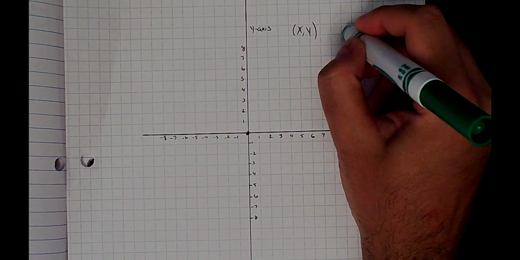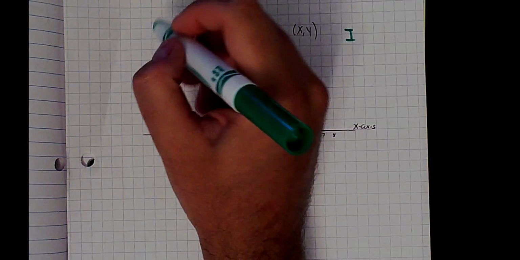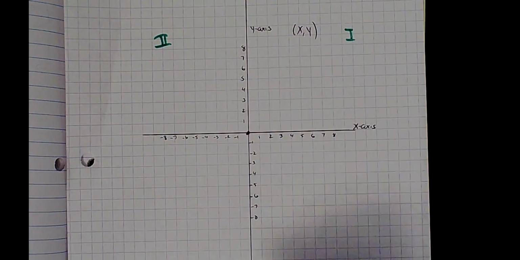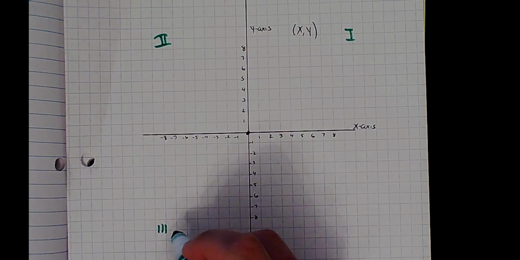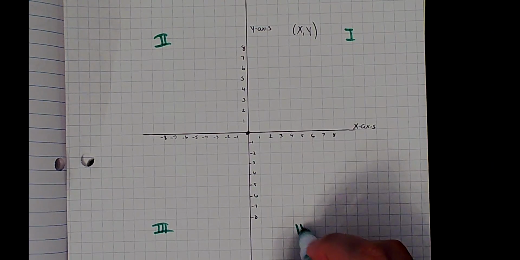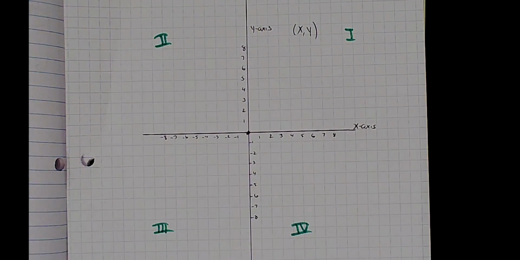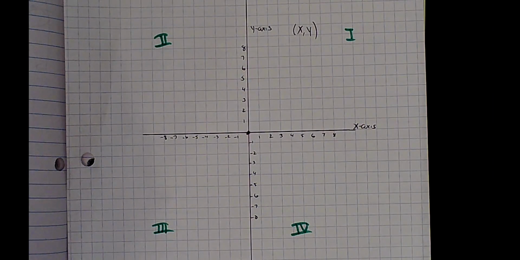This is quadrant number 1. This is quadrant number 2. This is quadrant number 3. And this is quadrant number 4. These are Roman numerals, so that's why they look like that. So I'm going to show you now what they look like and how you can label them properly.